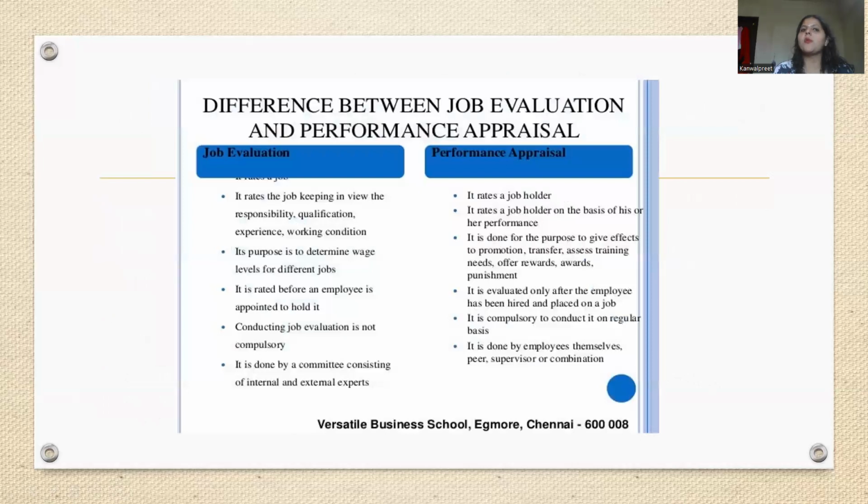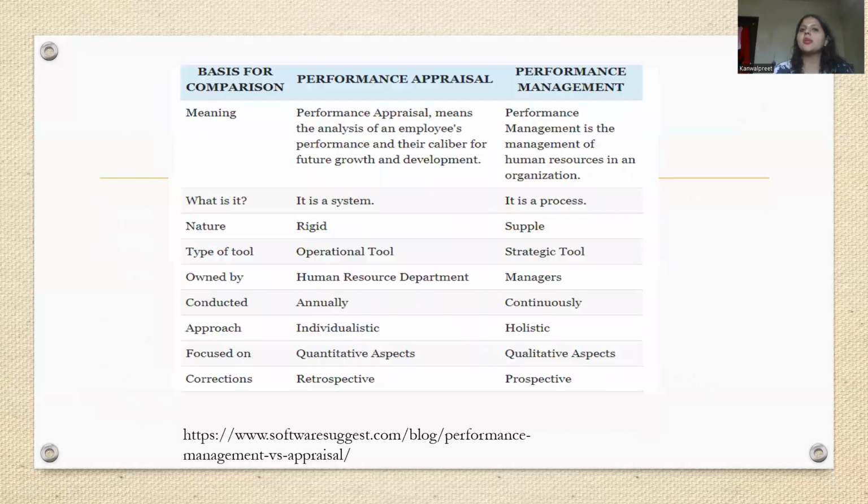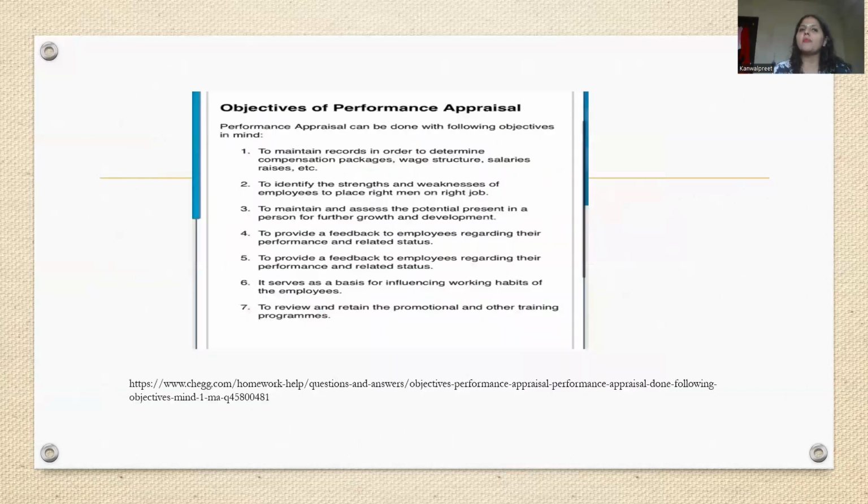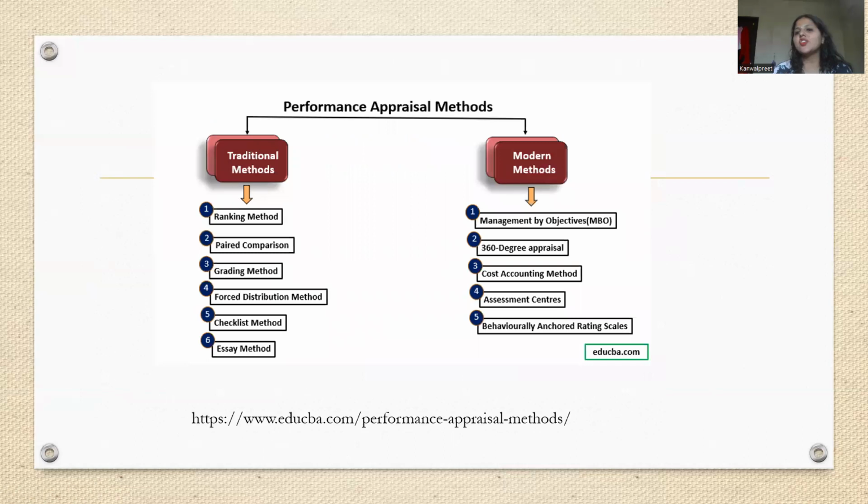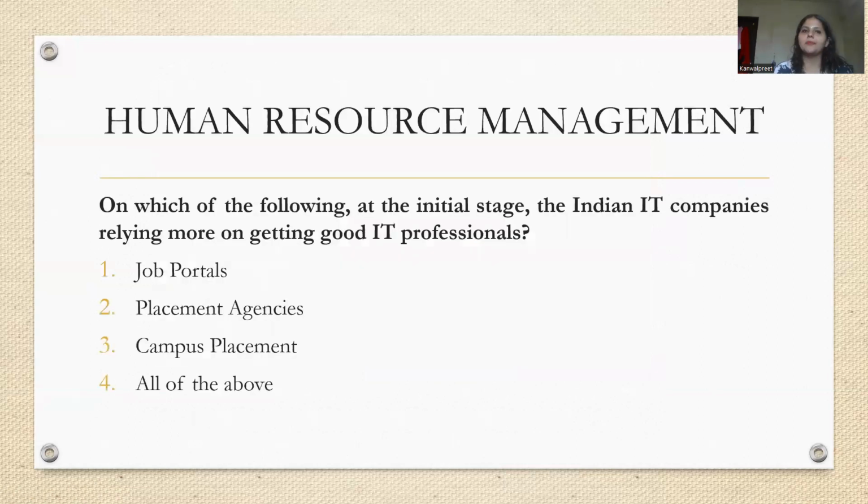So this was about performance appraisal, and the difference between job evaluation and performance appraisal. What is performance management? If you are reading this for the first time, you need to study performance management also. And this is your homework question. You need to study what the traditional method and modern method are. So in one concept only, you can have 10 subtopics. This is the beauty, or I would say what makes UGC NET so difficult, because we don't understand what we need to study when we are reading about performance appraisal.